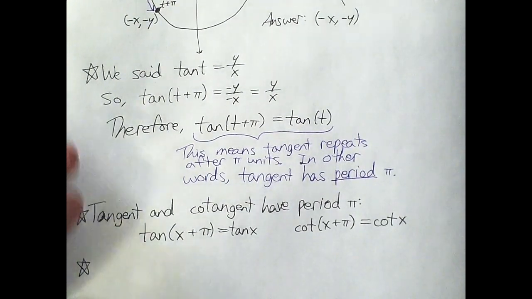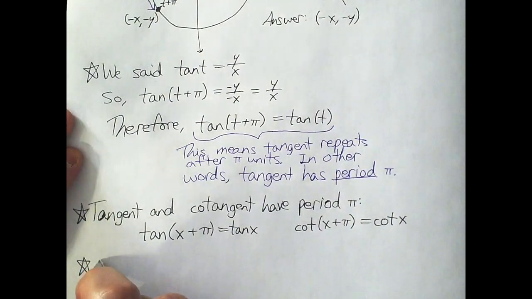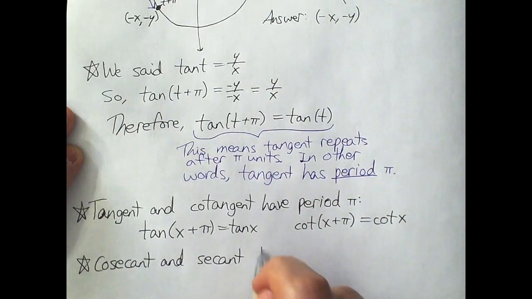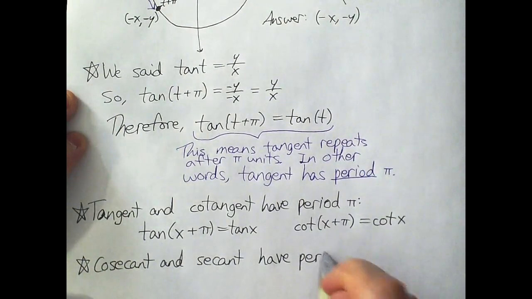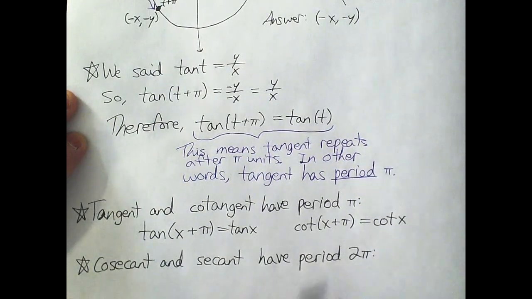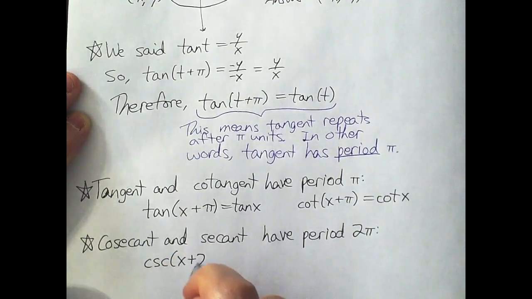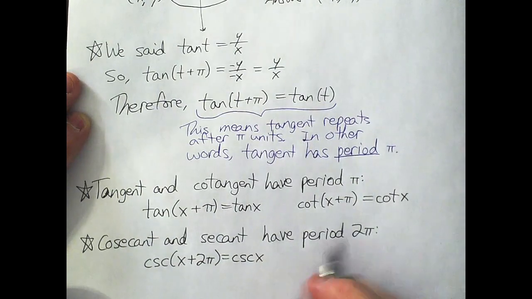Now, since we're talking about domain right now, I'm going to go ahead and tell you that cosecant and secant, because cosecant and secant are the reciprocals of sine and cosine, they wind up having a period of 2 pi. We could go into more detail about deriving that fact, but for the sake of time, I decided that I'm just going to say this here. I think it seems believable because cosecant is based on sine, secant is based on cosine.